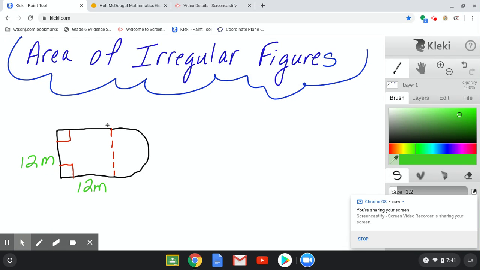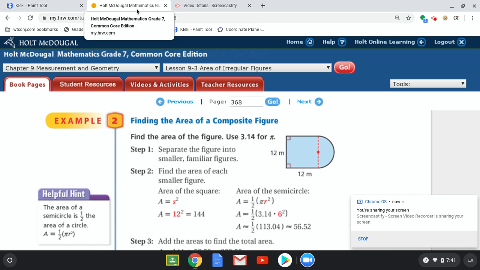So I have an example here, from actually the honors book. This is 9.3 for my honors class, example 2, finding the area of a composite figure. If you notice, this is not a figure that we would have a formula for. But what they did is they took this figure and they made it into 2 different figures that we would be able to calculate the area for.